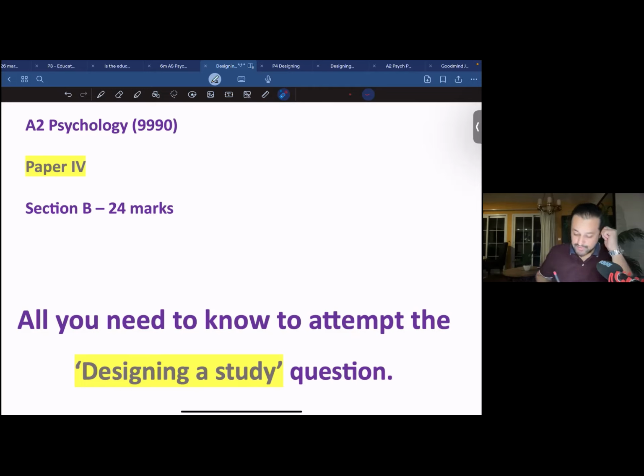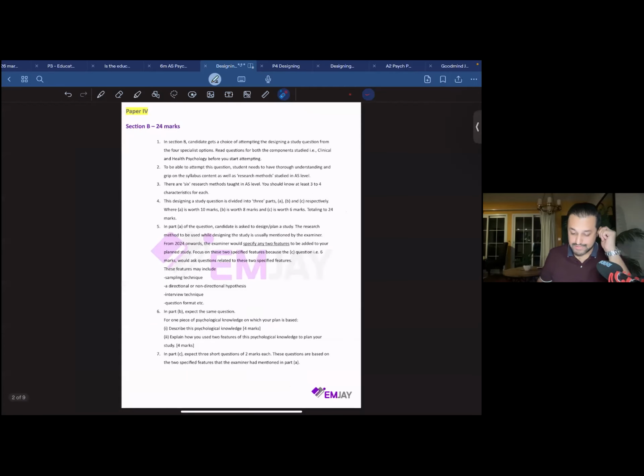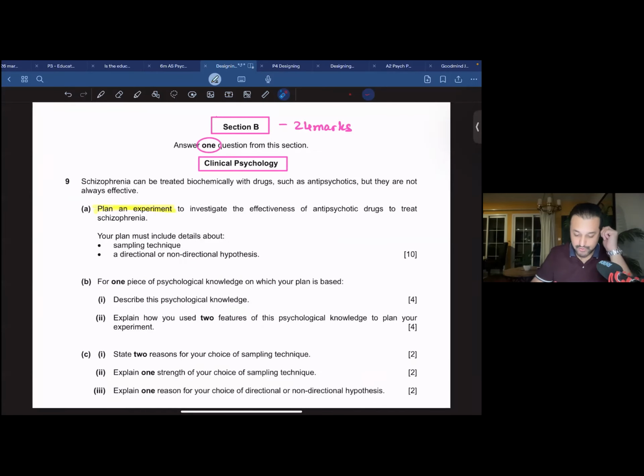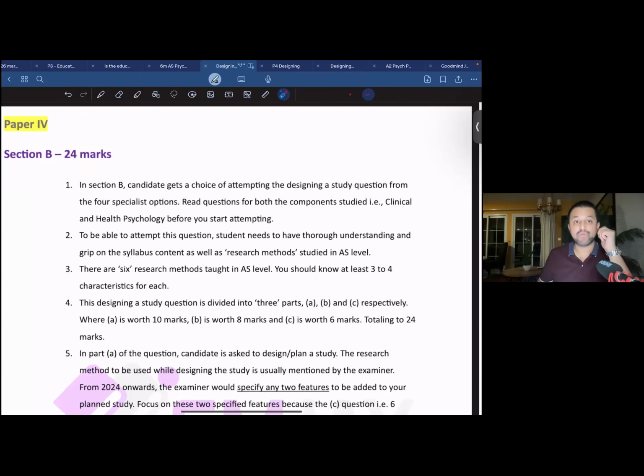Now, when we speak about this designing a study question, I'd like to use the question from our specimen paper to be able to help you understand this. This is the question that I'm referring to. But before we get started with this, there are a couple of general guidelines, basic guidelines that I'd want everyone to keep in mind to begin with.